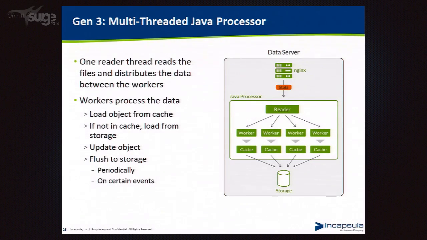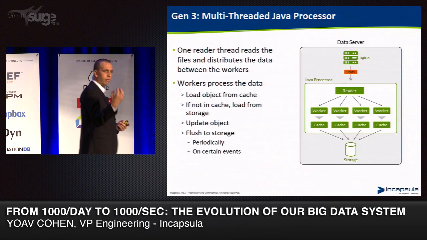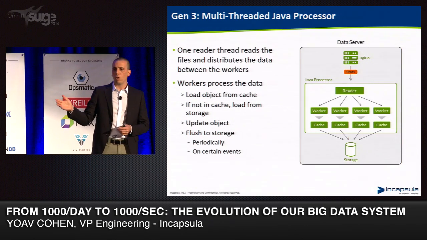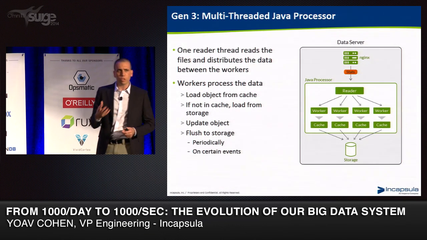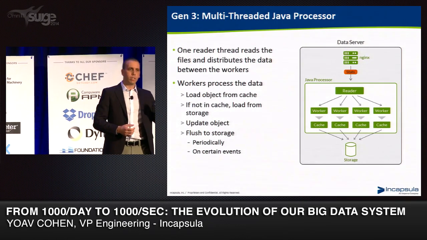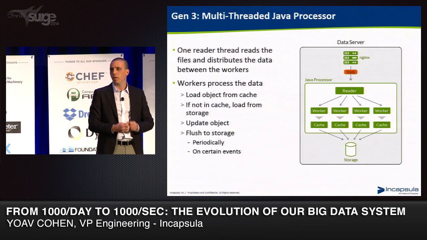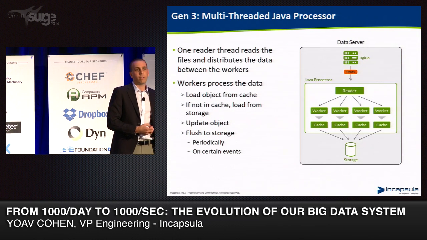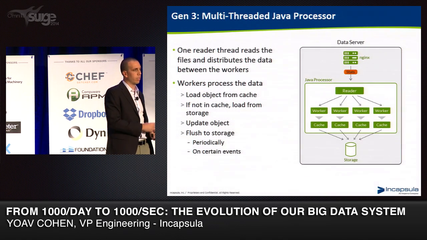So the multi-threaded Java processor looks like this. It has two types of threads, one reader thread and one worker thread. The job of the reader thread is to read the files and load balance all the messages in the files to all the worker threads. And the job of the worker thread is to actually process the message. By processing the message, I mean read the message, take the object from cache, run the code that updates the object in the cache, and take the next message. And when the time comes, for example when a session ends, take the session, remove it from the cache, and put it in storage.